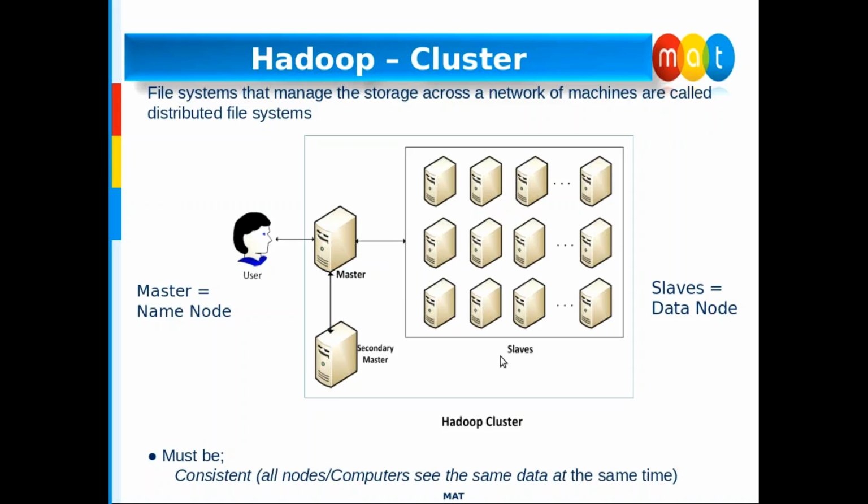All these things put together is called a cluster. Whenever you want to work with Hadoop, you need to configure this cluster on your machines. The first thing you are going to learn in Hadoop is how to configure the name node, how to configure the data node, how to configure the secondary name node. Then you are done with the configuration of the cluster.